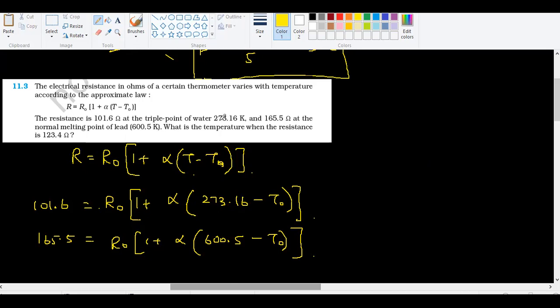So this will be taken as a reference point. So that means, again, as I said, they should have mentioned which one is the reference. But since they have not given which one is the reference, I'm going to assume that the water one is the reference. So R is equal to R naught times (1 plus alpha (T minus T naught)).